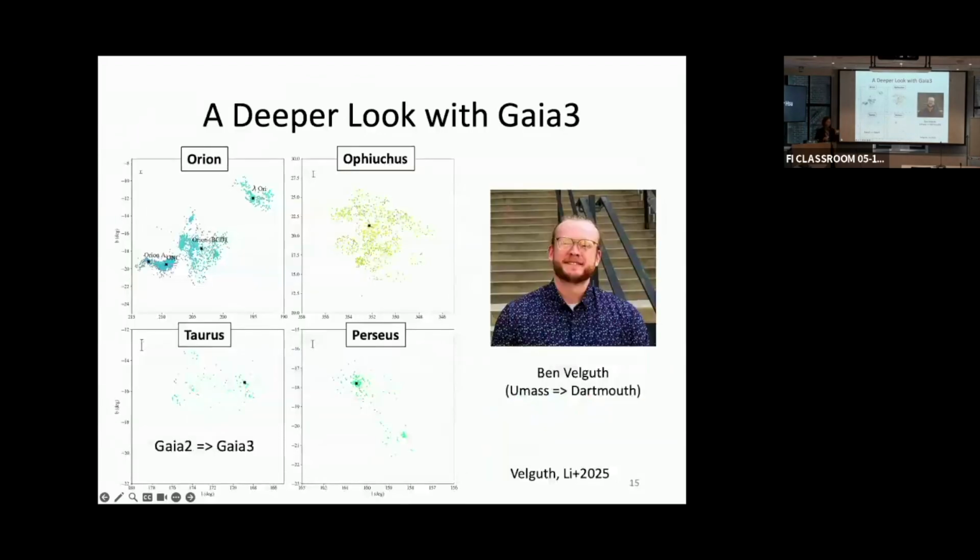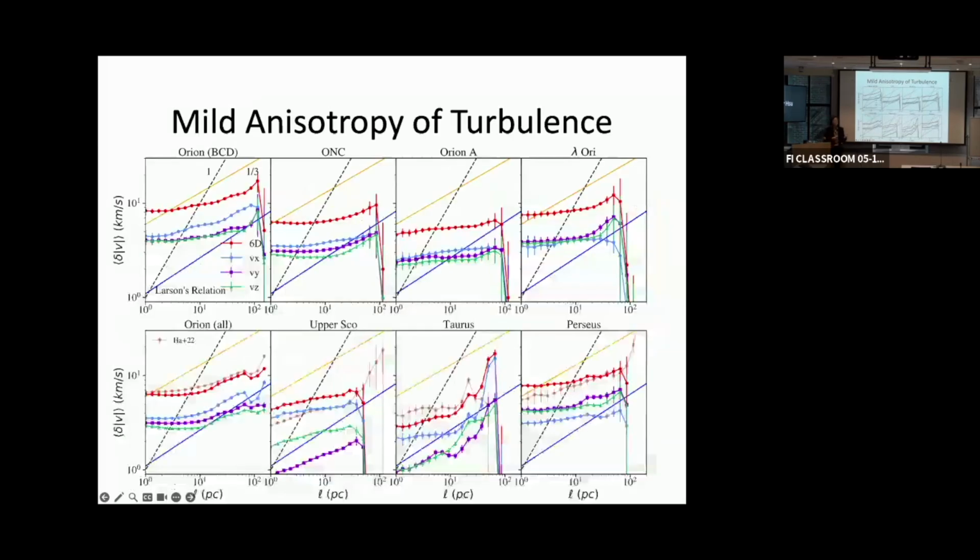And then earlier this year, another wonderful student worked with me and did a more comprehensive study using more updated data from Gaia 3. So this is Ben Balgus, who was a post-bac fellow with me and has recently started grad school at Dartmouth College. So Ben revisited these stellar groups using the new Gaia 3 data. So now we have more stars. And we looked at the anisotropy of turbulence.